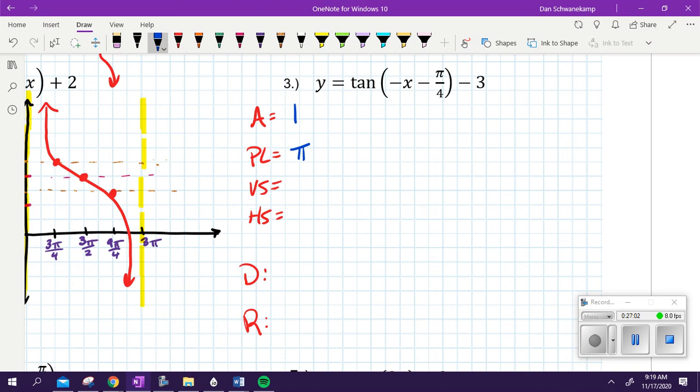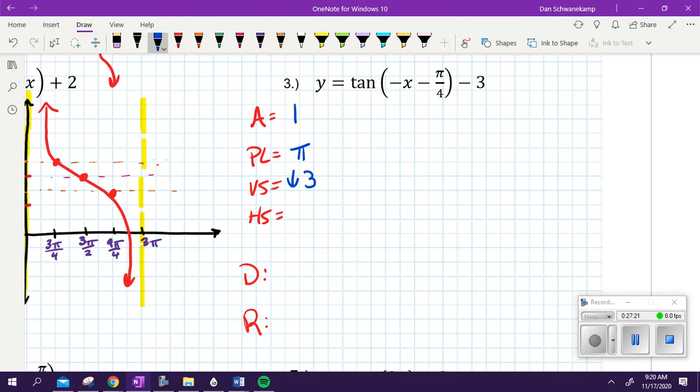Which way are we shifting? Are we shifting right or are we shifting left? Oh, I said vertical, didn't I? Sorry, vertical's down 3. My bad. Vertical, down 3. Now let's go to horizontal shift, the one that I was actually talking about. Which direction are we shifting horizontally?